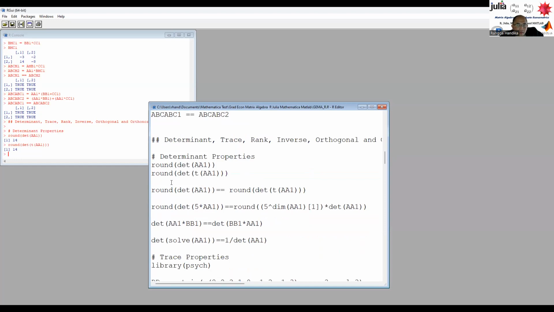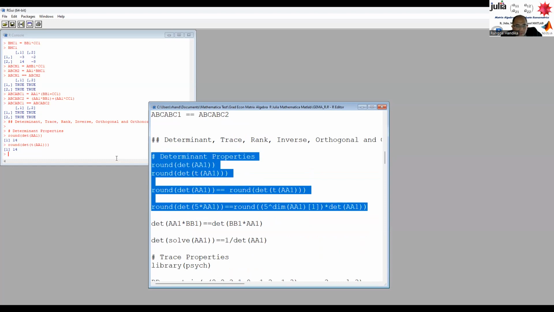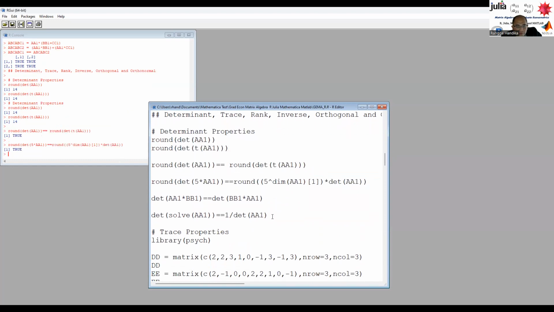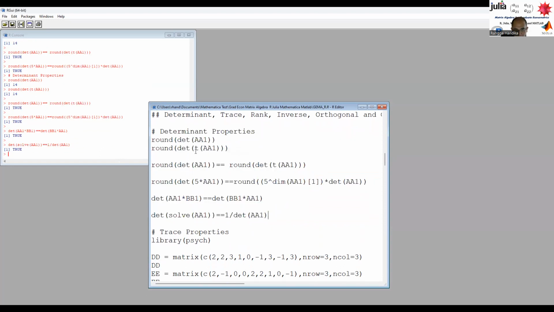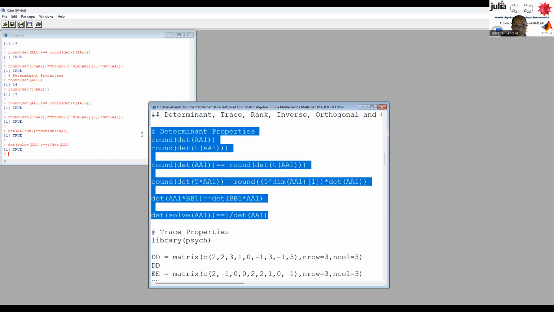Yeah, in the R, sometimes we need rounding because again, there is no exact number except Wolfram Mathematica. So in this case, you can see I need to do some rounding. So you can see the property: determinant of A and determinant of transpose A should be the same. Determinant of 5 multiplied A should be 5 to the power of n, and then determinant A. Determinant of A multiplied B should be determinant of B multiplied A. Determinant of an inverse should be 1 divided by determinant of the matrix.